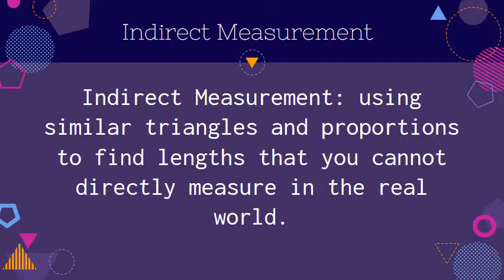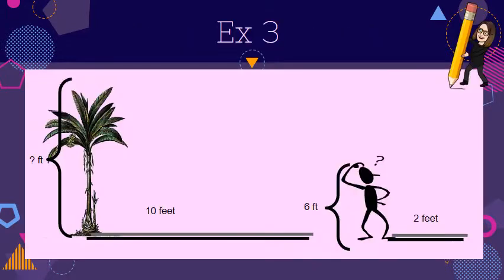Okay, you don't have to write this definition down, but let's just talk about it. We have what's called indirect measurement. So we can use similar triangles and proportions to find lengths that we can't directly measure in the real world. So what I mean by that, if I wanted to measure the height of this building, I could do it, but it'd be kind of tough. But I could measure lengths on the ground way easier. And I could use shadows and indirect measurements to find the height of the building. So let's look at an example.